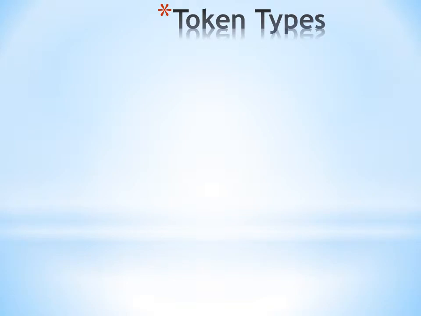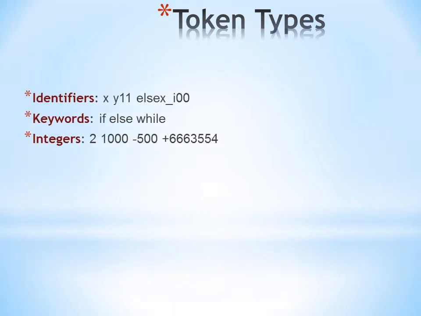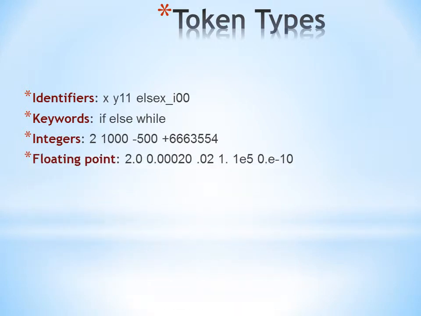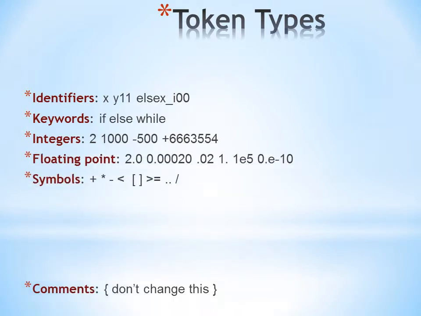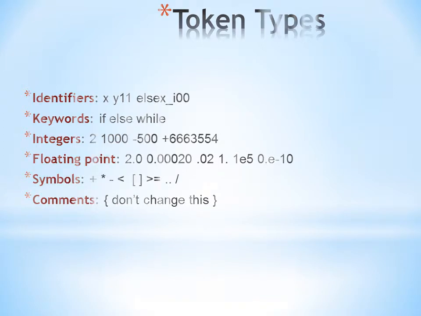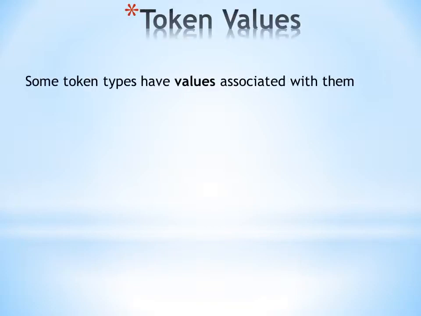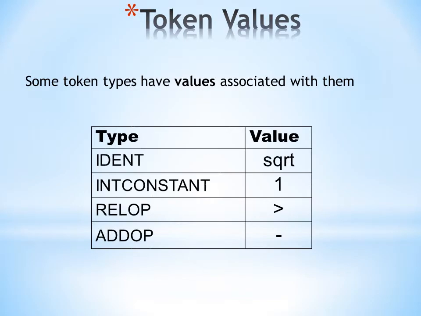Here you can see several examples of some types of tokens: identifiers, keywords, integers, floating point numbers, symbols, comments. Some token types have values associated with them. Here are some of them.